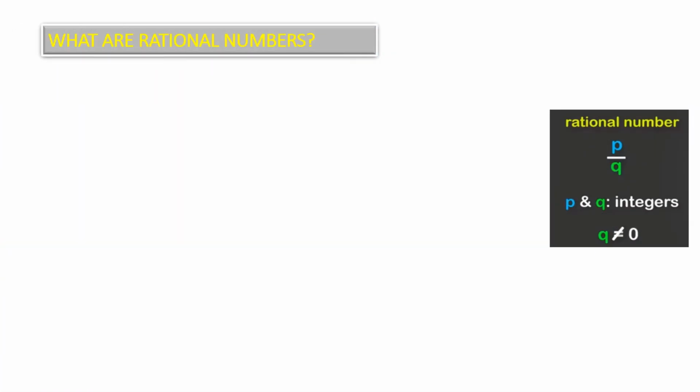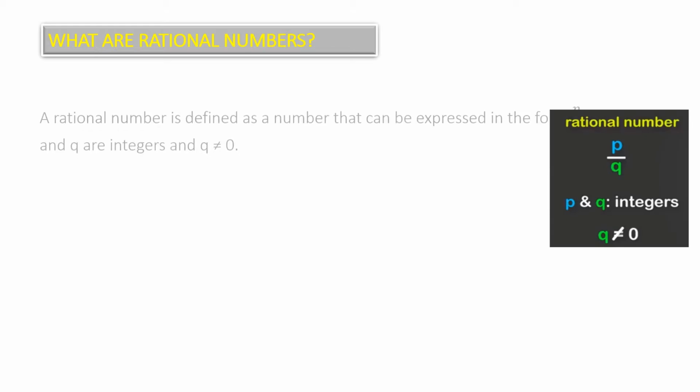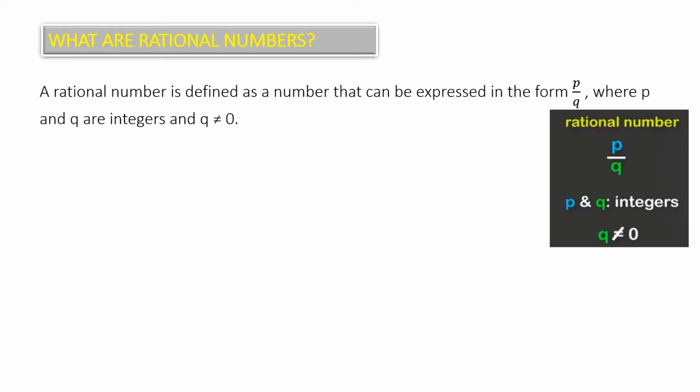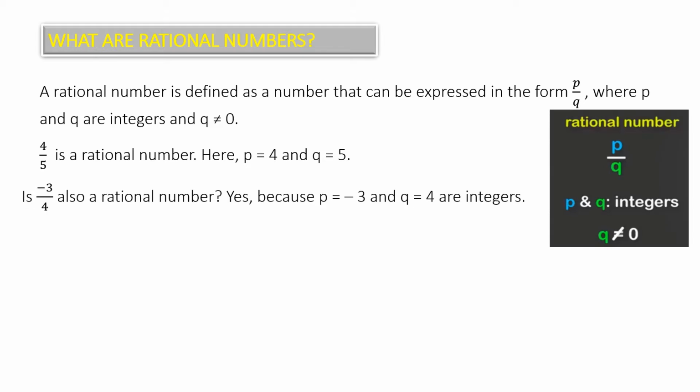What are rational numbers? A rational number is defined as a number that can be expressed in the form of p by q, where p and q are integers and q not equal to 0. 4 by 5 is a rational number. Here p is equal to 4 and q is equal to 5. Is negative 3 by 4 also a rational number? Yes. Negative 3 and 4 both are integers and denominator 4 is not 0, therefore it is a rational number.